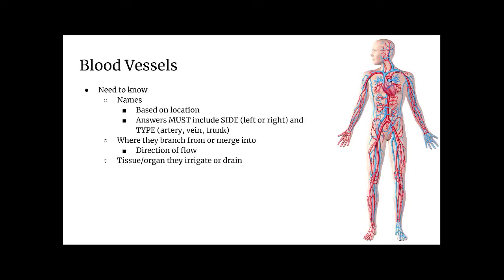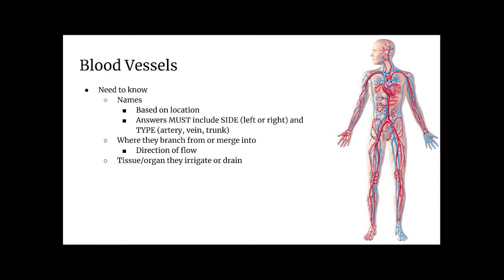Okay, so for all the blood vessels, you will need to know the names, and the names themselves are based on locations of where those blood vessels are. We'll get into that in a couple seconds. But when you answer them on your exam in the lab portion, you have to include the side, so left or right, as well as the type, so artery, vein, or trunk. You also need to know where they branch from or merge into, which is just a fancy way of saying the direction of flow.